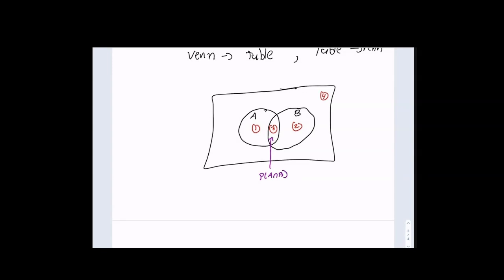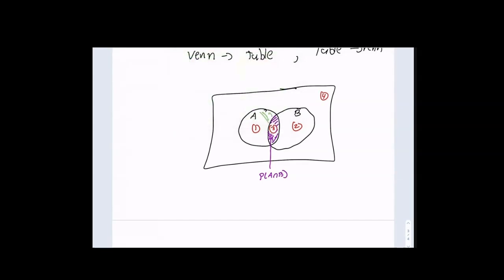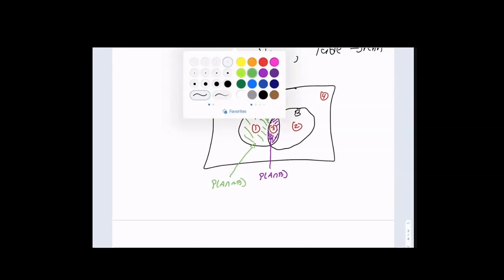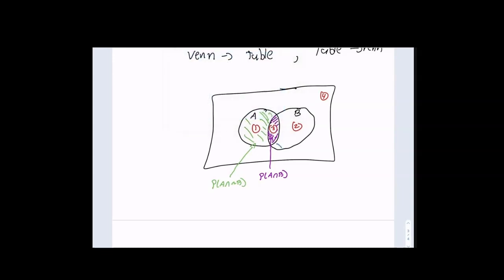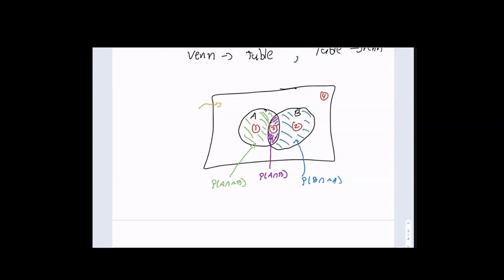This section over here, that right there in purple. We have this other section over here. This green, I call it like a crescent. That's the probability of A and not B. We have this section over here, this other crescent piece. That section is the probability of B and not A. And then we have this outside section over here, everything on the outside.